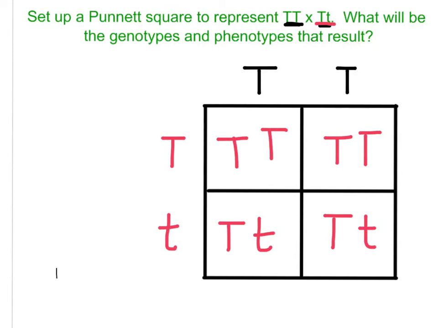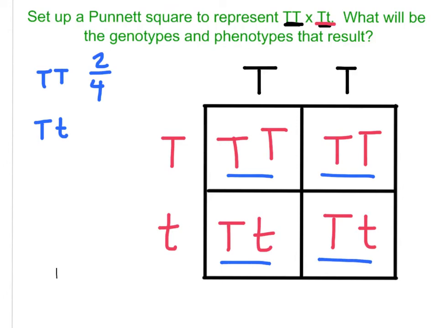And let's interpret these results. I'll just write these in fraction form. Let's look at the genotypes first. Homozygous dominant genotype: I have one here and one here. That would be 2 out of 4. Now let's look at the heterozygotes. That would be here and here. That is, again, 2 out of 4. We could also write those as 50% and 50%.